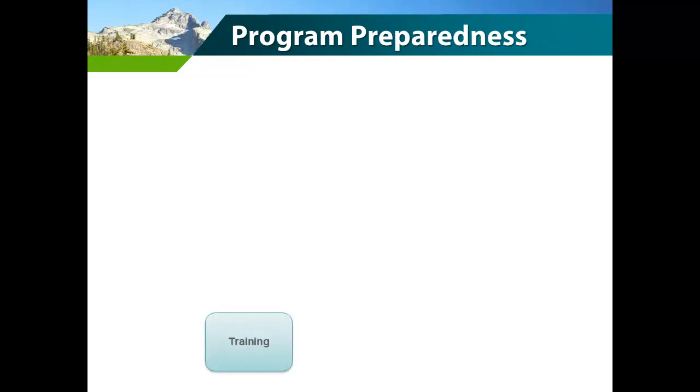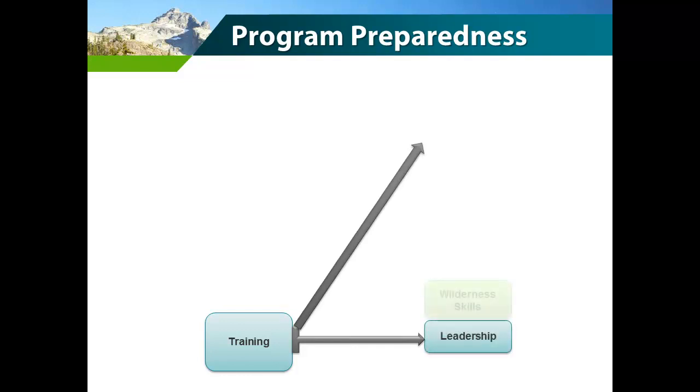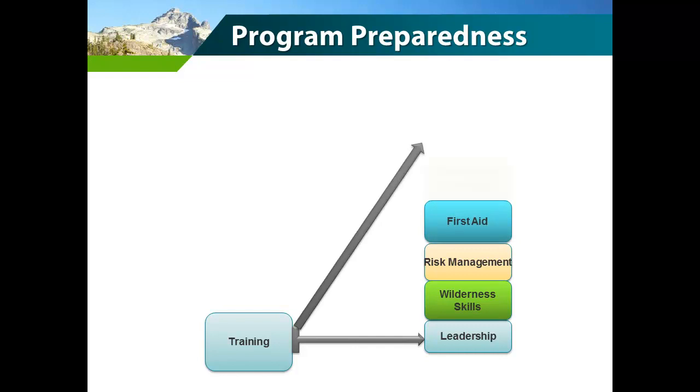Let's take a look at some of the things that make up program preparedness. One critical element, of course, is the training of staff. We can break that down into categories like leadership skills, wilderness skills, risk management training, first aid training, training in emergency procedures, training in group dynamics. In addition to that training, we can add other things which make up our program preparedness for that particular activity in no particular order.